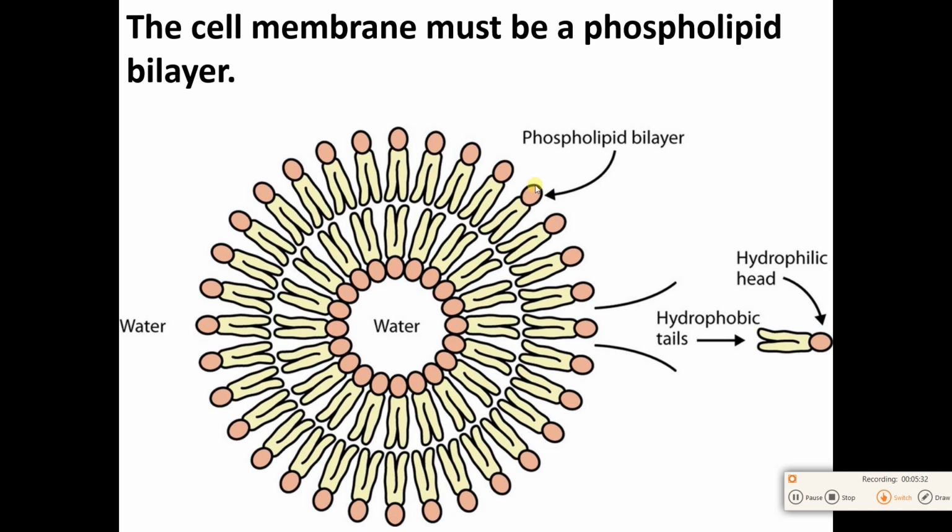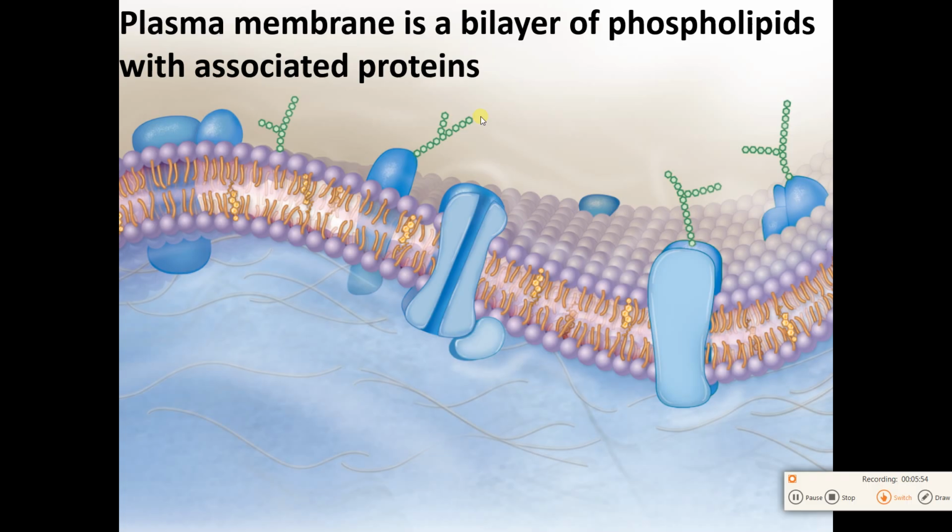That way we can have hydrophilic heads facing outward, hydrophilic heads facing inward, and the tails are in between. This is actually really good. It lets us separate the water on the interior from the water on the exterior. So our cell membrane is a phospholipid bilayer. Not only is it a phospholipid bilayer, but it has proteins either embedded within it or associated with it. It's got some other stuff that we're going to see as well.